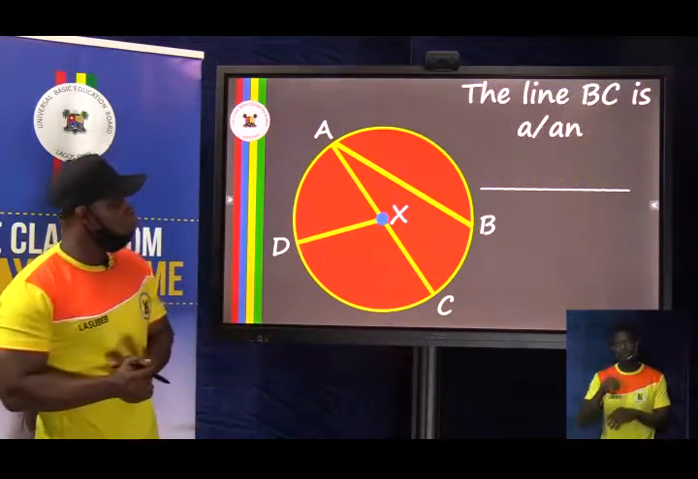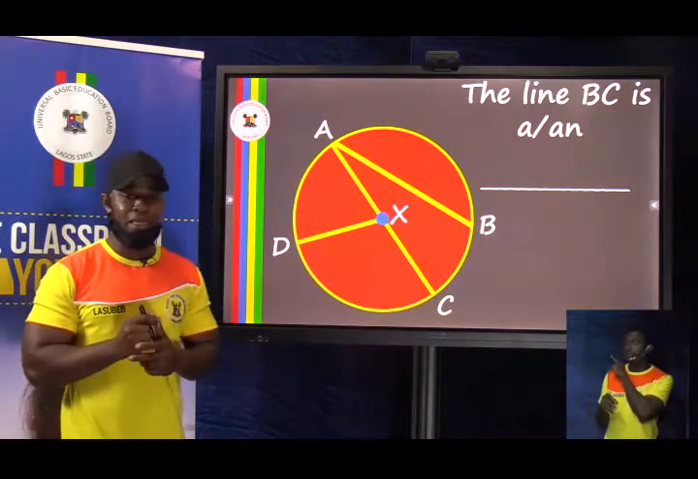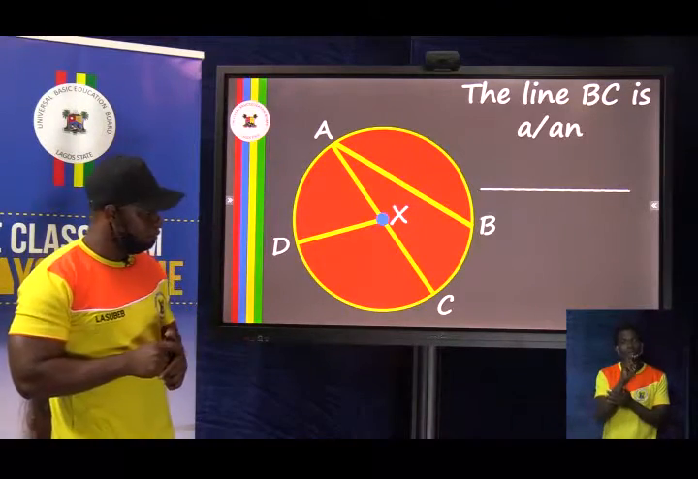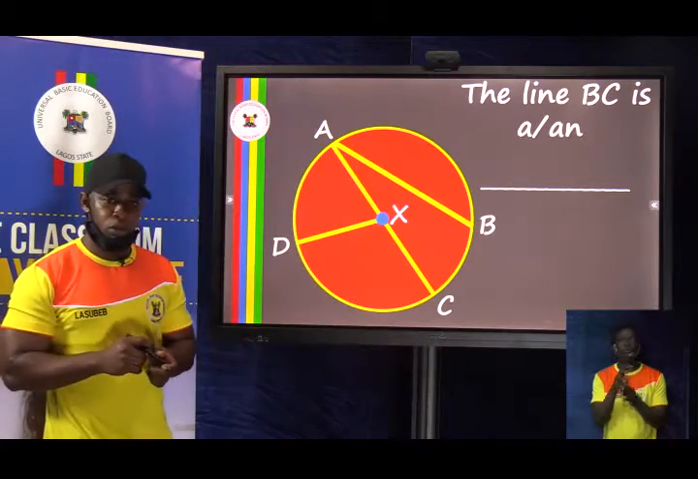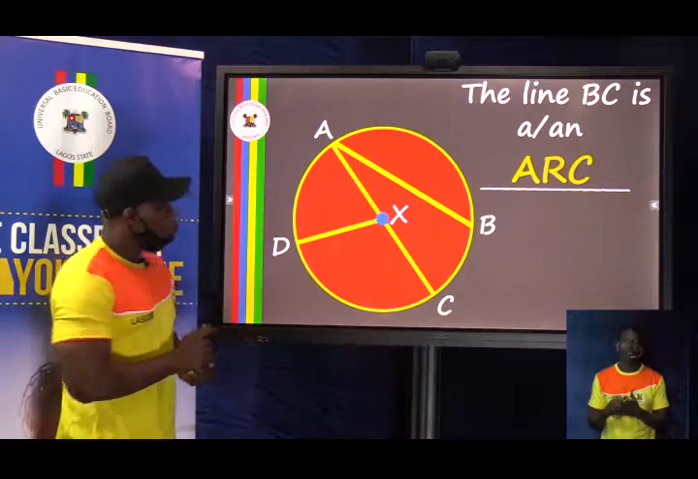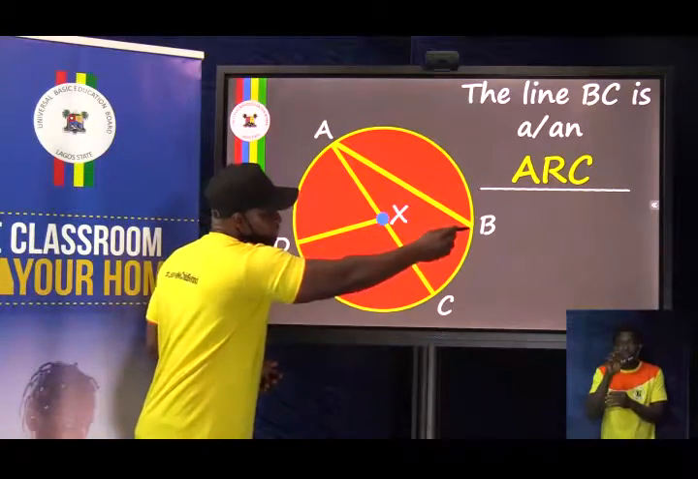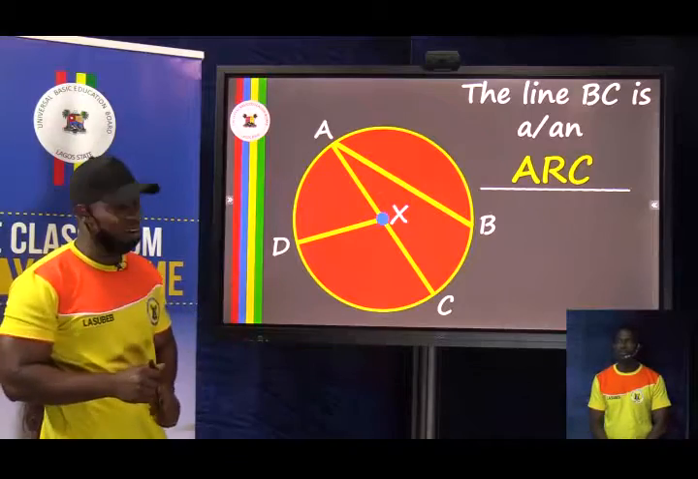Let's take a look at another one. The line BC. Look at the line that connects BC together. What do we call that line? Is it a straight line? I don't think so. Well, we call it an arc. An arc is part of the circumference. So BC is just part of the whole circumference. So we call it an arc.